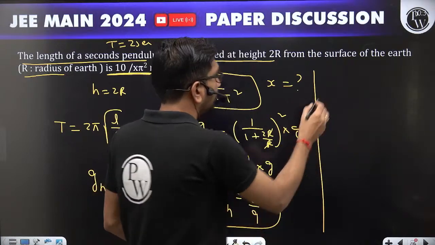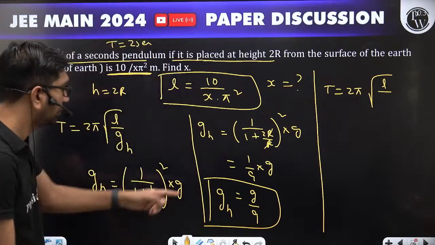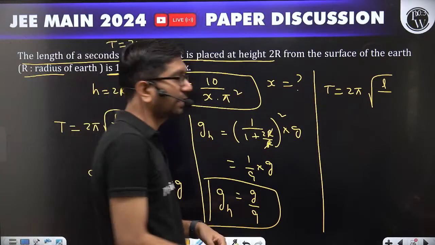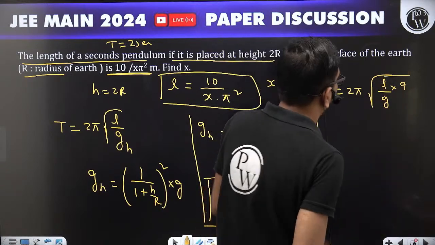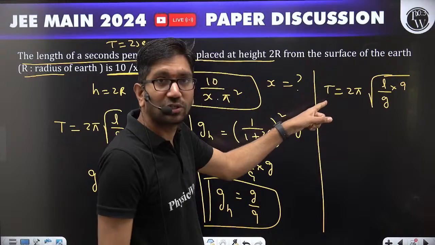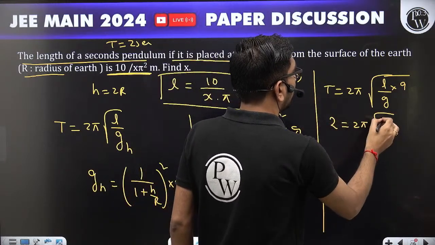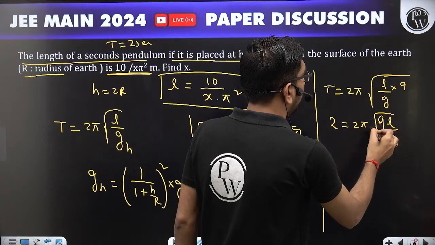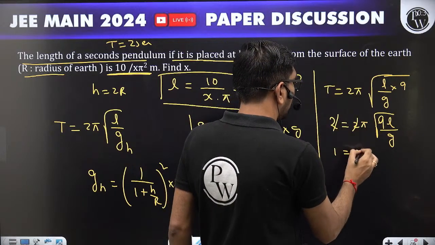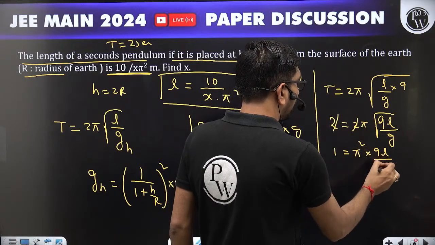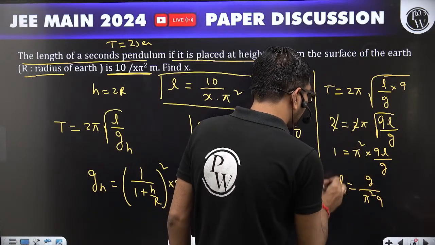Now substitute in 2 pi under root of L by G the gh value, which is g by 9. So 9 goes up. We have to calculate the L value, so substitute the time as 2 seconds. 2 equal to 2 pi under root of 9L by G. This gets cancelled; squaring on both sides, 1 equal to pi square 9L by G. L equal to G by 9 pi square. Yes, we got the answer.